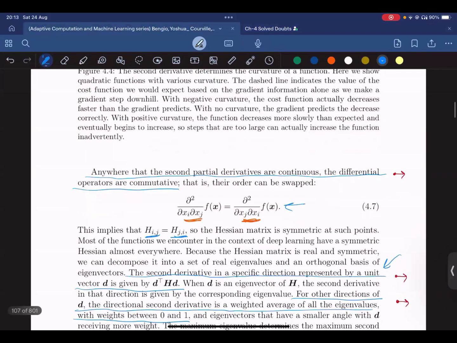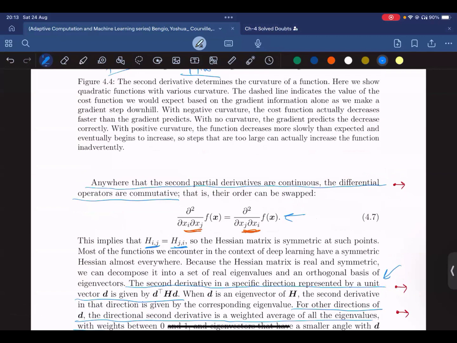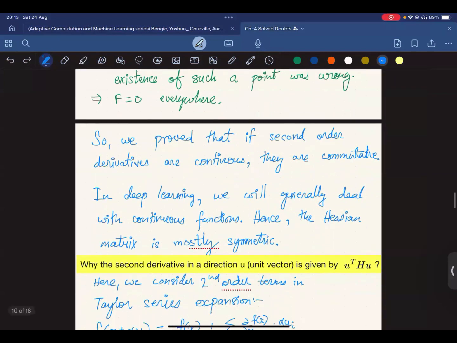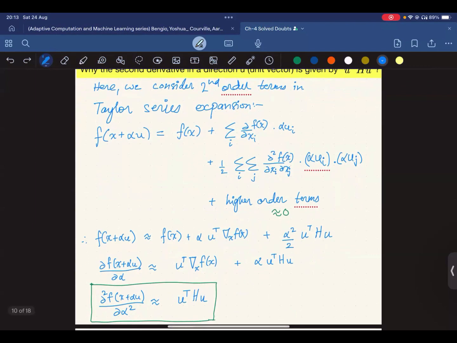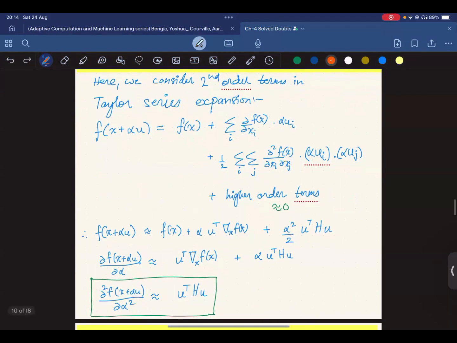Now, the author says in this line, second derivative in a specific direction is given by d transpose Hd. Now, why is this the case? Again, you can see Taylor series expansion here. In the Taylor series, we can include the second order terms as well and neglect the higher order terms. Now, if we differentiate with respect to alpha, previously we were getting only this quantity, but including the second order term, we also have this quantity. And again, differentiating with respect to alpha, we get this. So this is like the directional second derivative.